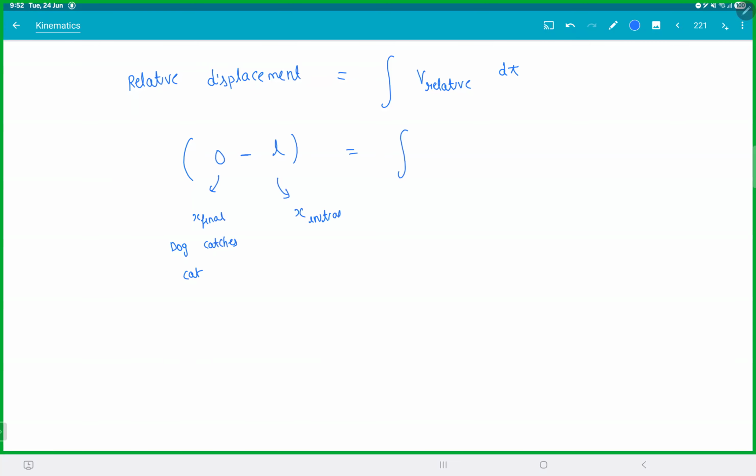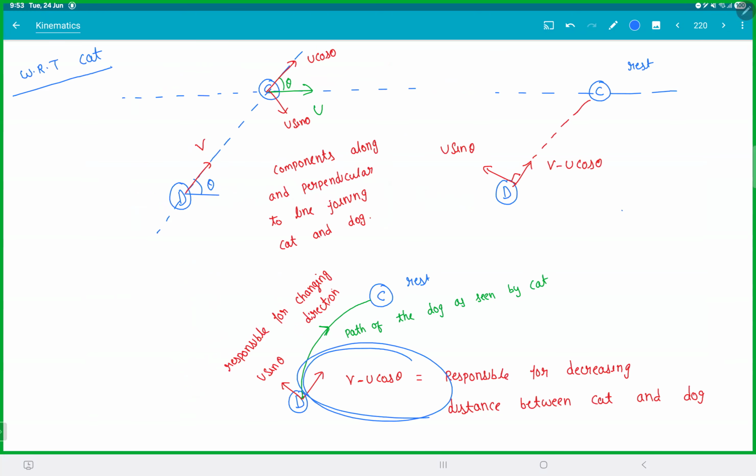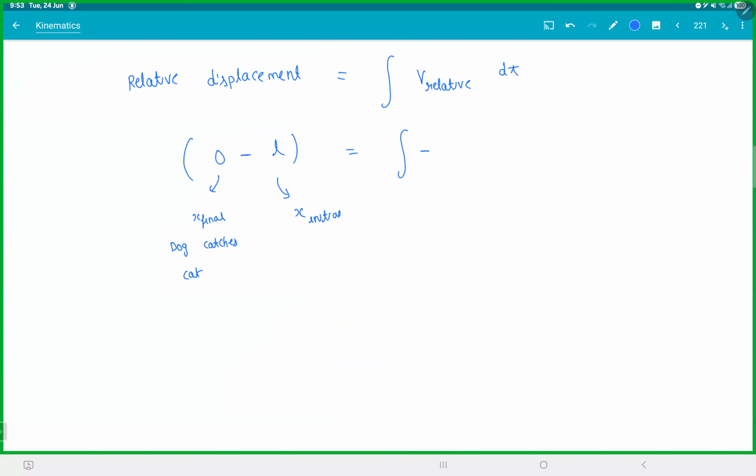The relative displacement 0 minus L is equal to the integral of v relative dt. What is v relative? v relative is this velocity, v minus u cos theta, with a minus sign, minus of v minus u cos theta into dt. Why the minus sign? Because this velocity is responsible for decreasing the distance. Do you guys remember this? We used to write this before. If a particle is going like this, and if this is x, dx by dt is minus u, because x is decreasing when u is going towards the right side. Negative sign since the distance between them is decreasing.